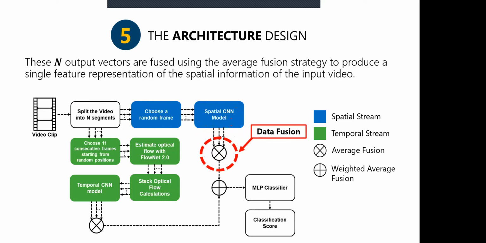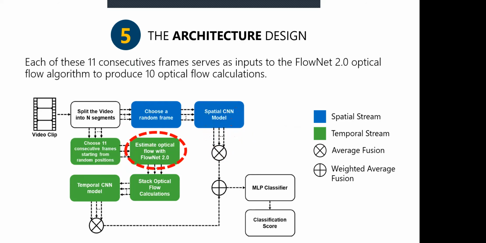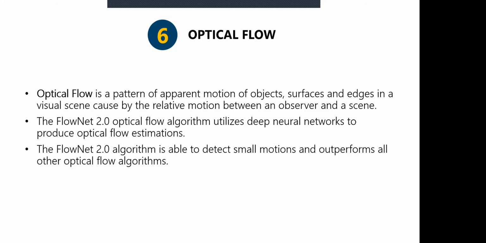For the temporal stream, a group of 11 consecutive frames is chosen from random positions in each segment. These frames are then served as inputs to the FlowNet 2.0 optical flow algorithm to produce 10 optical flow calculations. Optical flow is a pattern of apparent motion of objects, surfaces, and edges in a visual scene caused by the relative motion between the observer and the scene. The FlowNet 2.0 optical flow algorithm utilizes deep neural networks to produce optical flow estimations. It is also able to detect small motions and outperforms all other optical flow algorithms available.